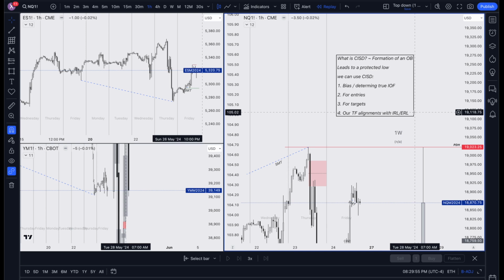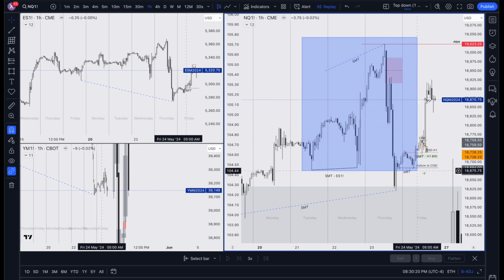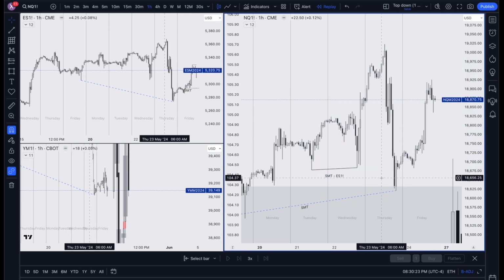And what do you mean exactly by that last one, our time frame alignment? So in addition to using IRL, ERL market maker models, we can also use CISD on those same time frames using the same alignments with internal and external ranges when we're not offered perhaps fair value gaps, or the change in state of delivery gives us a cleaner entry or a more precise entry, right? It's another tool we can use in our market maker model toolbox.